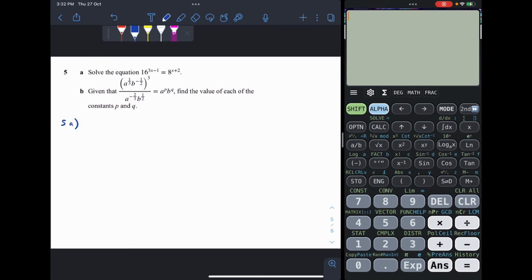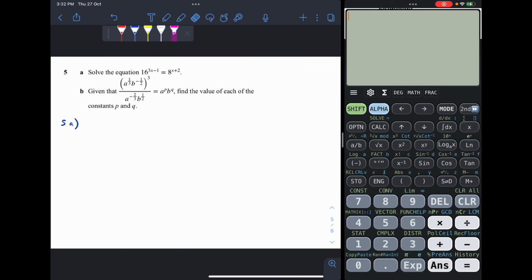So it says over here, we've got 16^(3x minus 1) equals 8^(x plus 2). You need to change the 16 and the 8 to something. We essentially need to make the base the same. So this is the part where, if your teachers allow you to use a calculator, then obviously go to your calculator, just like what I have over here.